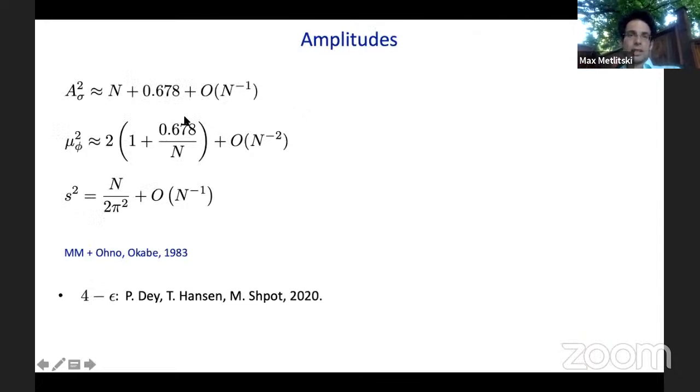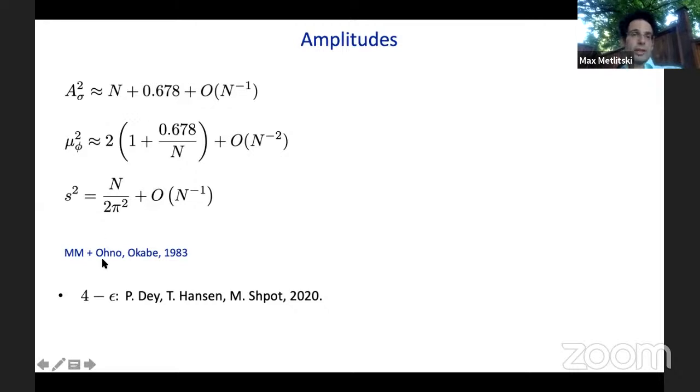One can obtain them in the Lagrangian expansion. So here is the result to the non-leading accuracy. It took me like a week to calculate this subleading correction. But really, the calculation is based on an old paper by Ono and Okabe.